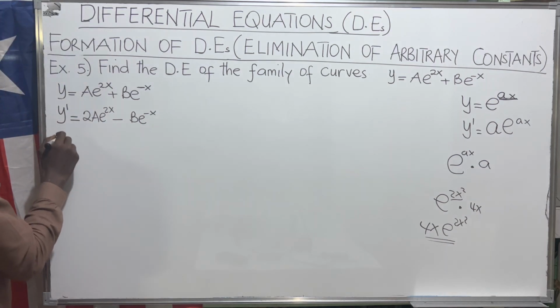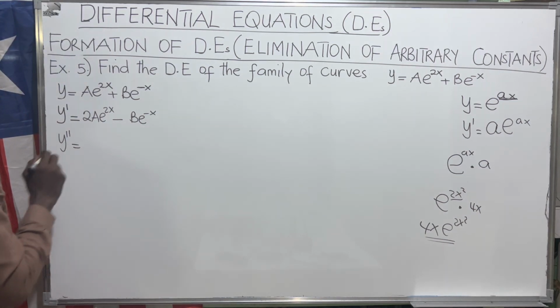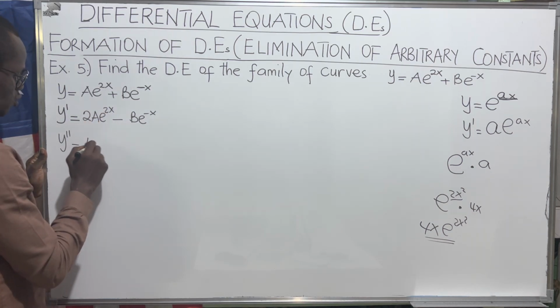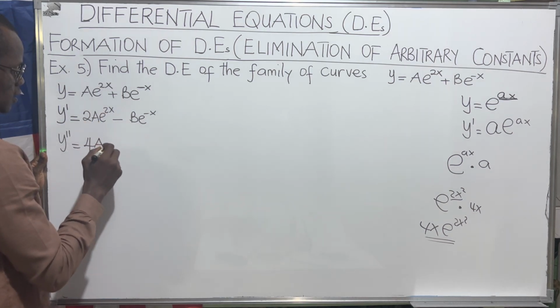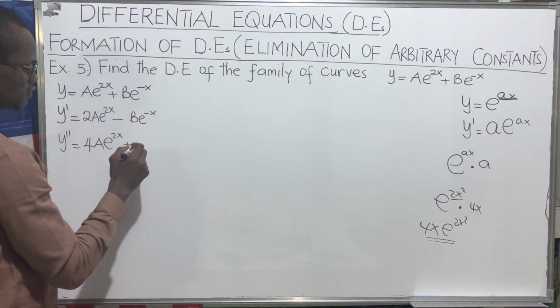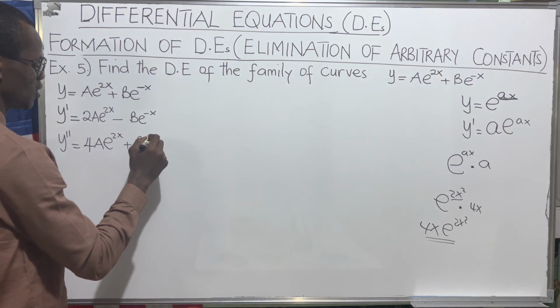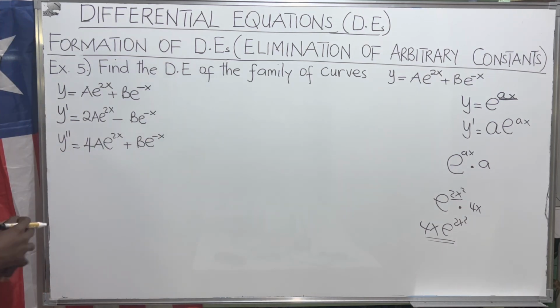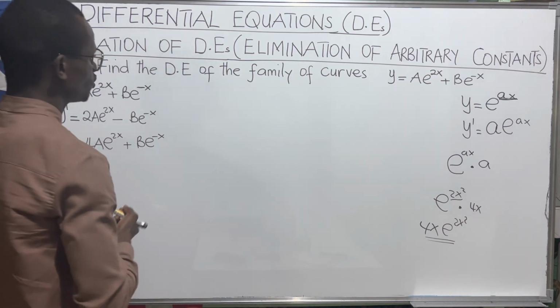Then we move to the second derivative, y prime prime. Again, 2 times 2 is 4, so 4a e raised to the power 2x, and then negative times negative is positive, so b e raised to the power minus x. So we've gotten the 3 equations, right? Now we can go ahead to find the differential equation.